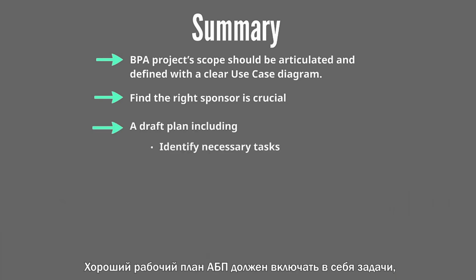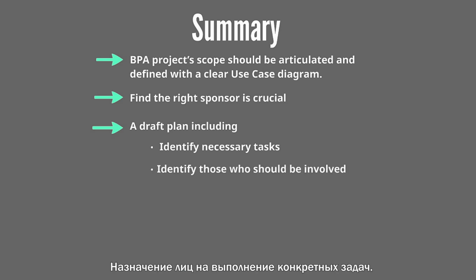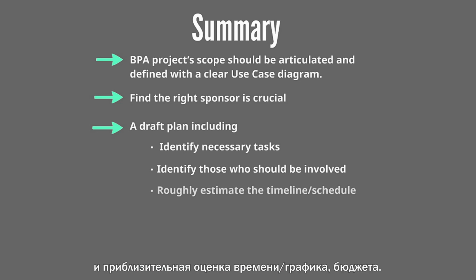A good BPA working plan should include necessary tasks like data collection, interviews, site visits, process description formulation, verification and validation of the findings, improvement recommendations, and all tasks for each use case and activity diagram. Identify those who should be involved, and roughly estimate the timeline, schedule, and needed budgets.